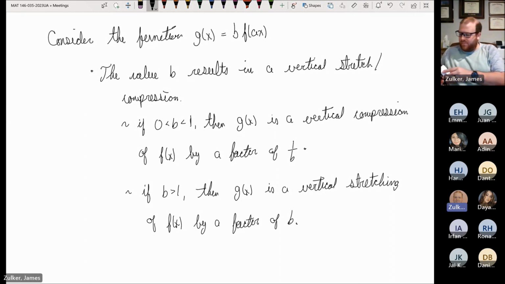Notice that b is positive. If b is negative, we just look at the absolute value of b for the stretch or compress. The negative tells us something different, which I'll look at right after I look at the a value.